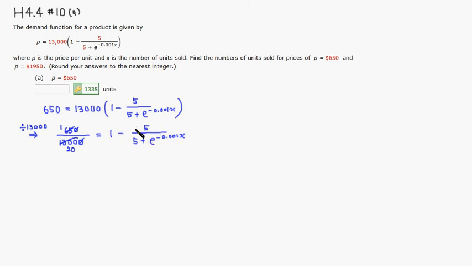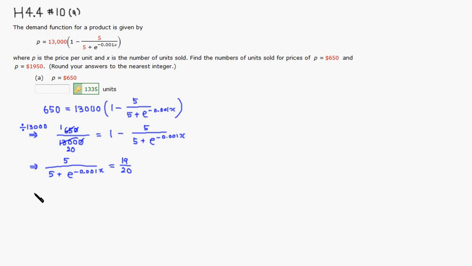I'm going to put this term on the other side, so the 5 over 5 plus e to the negative 0.001x becomes positive, equal to, then I move the 1 over 20 to the other side, becomes negative 1 over 20. So 1 minus 1 over 20 is 19 over 20.